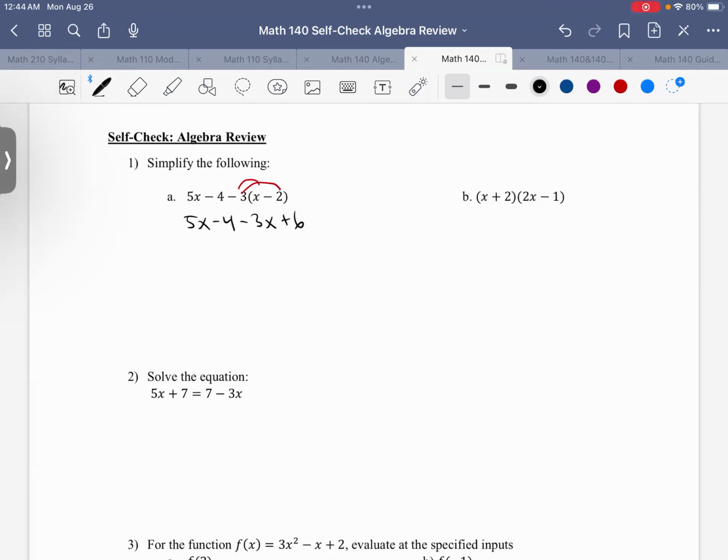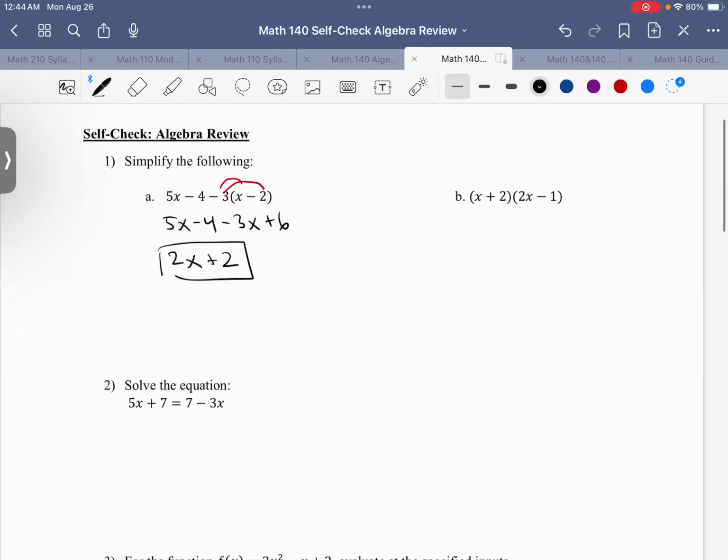Okay, so combine like terms. I have a 5x and a negative 3x, and that becomes 5 minus 3, which is 2x. I have a negative 4 and a 6. 6 minus 4 is 2. So 2x plus 2. Okay, so we distributed something and combined like terms, and that's what we get.